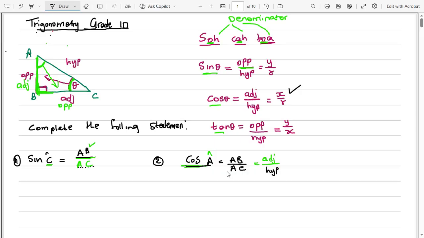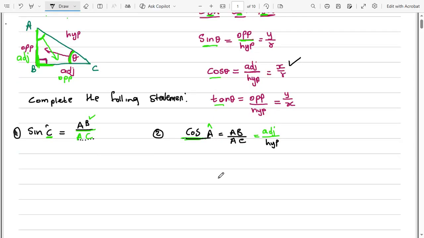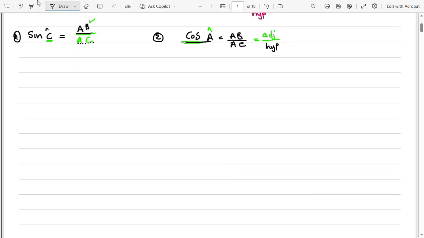Yeah. Okay. So the next part of the question that you should expect in trigonometry has to do with simplifying trig expressions.